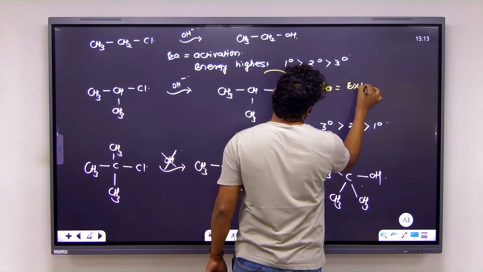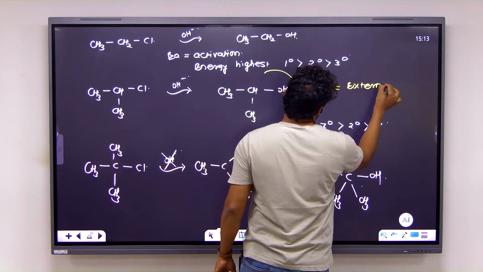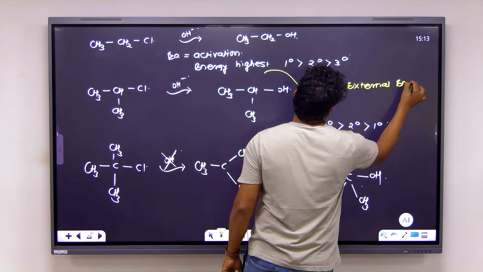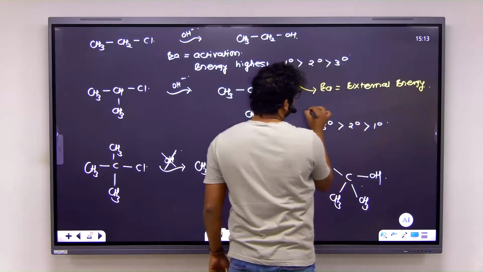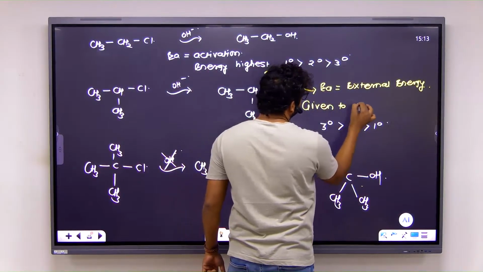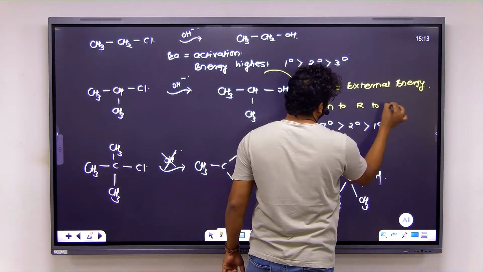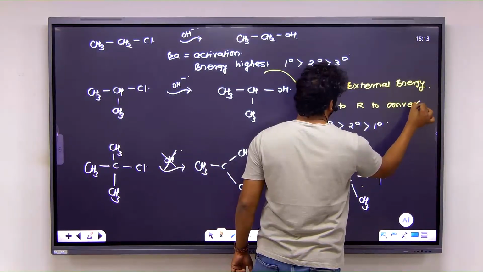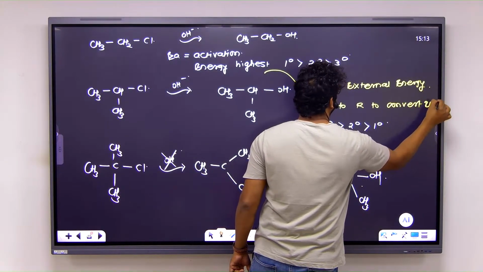It is an external energy given to the reactant, to convert it into product.